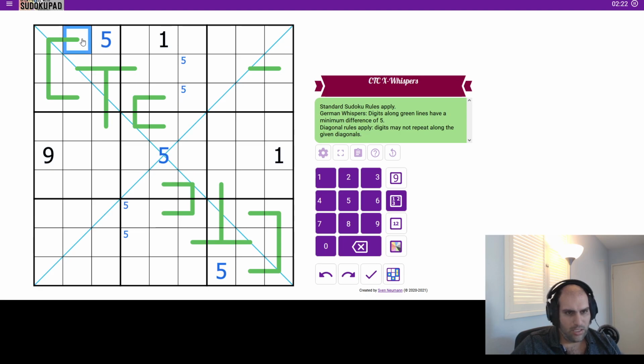And then within a box, 4 and 6. Well, 4 and 6 has to go in one of these squares. Can't go here. Can't go here, and can't go anywhere here. And then same with this.